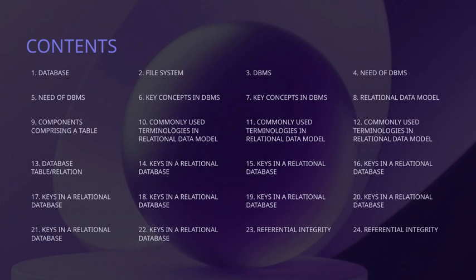We also highlight the different types of keys in a relational database, such as primary keys, foreign keys, and others, which are fundamental for maintaining data integrity. Finally, we discuss referential integrity, a key principle ensuring that relationships between tables remain consistent, which is vital for accurate and reliable data management. Throughout this presentation, our goal is to build a solid understanding of how databases work, why they are essential, and how key concepts like keys and integrity ensure the database functions smoothly.